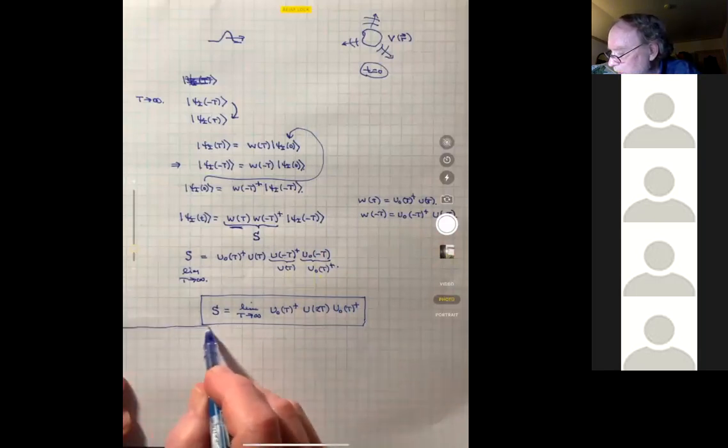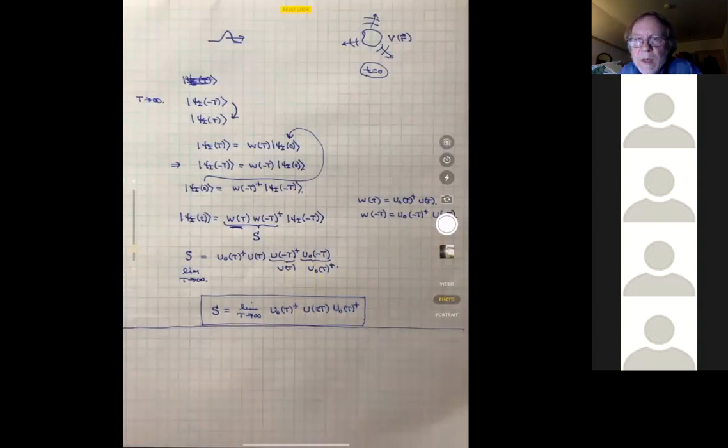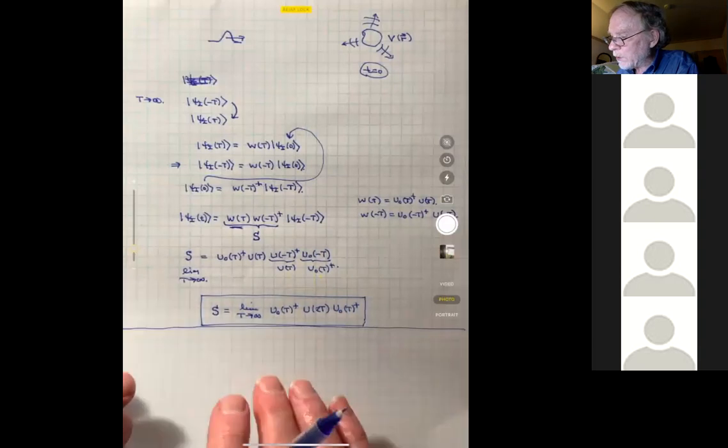Now, this is really just a diversion or a digression from the subject of time-dependent perturbation theory, which I want to talk about tonight. But I wanted to bring it in because it's an interesting perspective on the interaction picture.